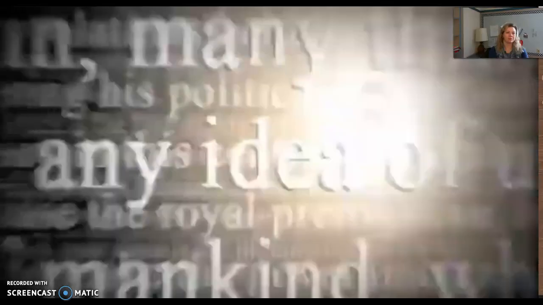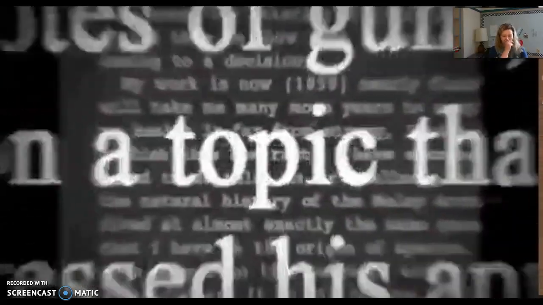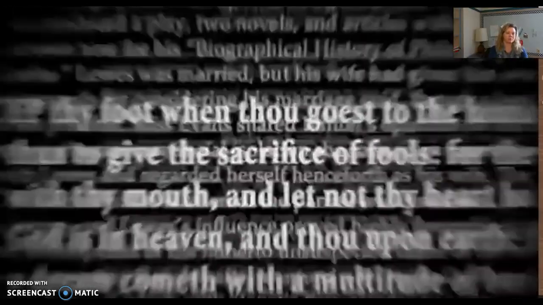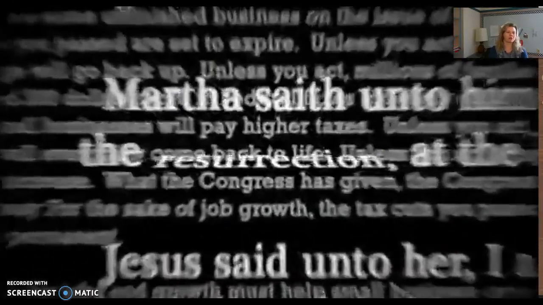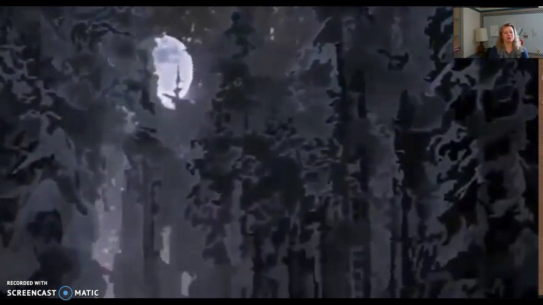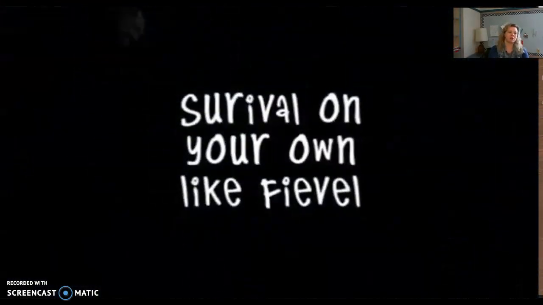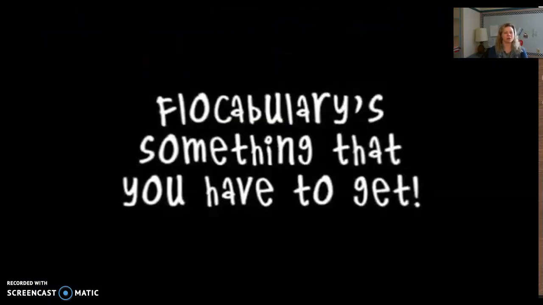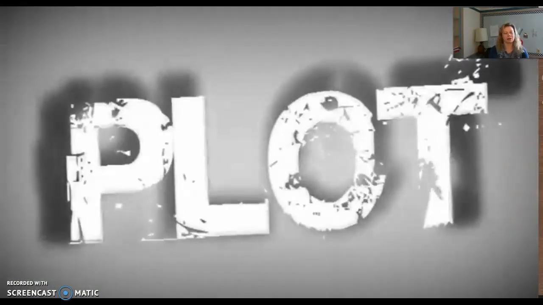scene of the story is the main idea, the central belief, or the topic that's in there. It's usually something abstract like sacrifice, isolation, and resurrection. We back to life like don't lie, don't practice lie-o. To build a fire is survival. Survivor on your own like 5-0. What? Vocabulary, something that you have to get.